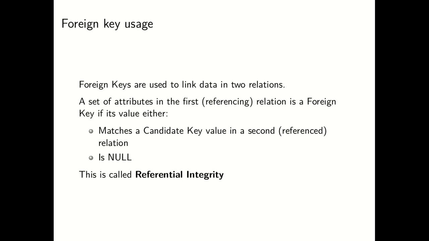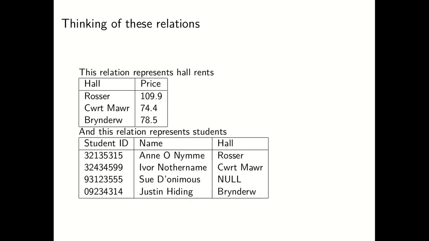This is used to enforce referential integrity, and sometimes it's even called referential integrity. But basically, what foreign keys let you do is link data between two relations, or tables if you're being a little bit more informal about your description. Perhaps things will become clearer with an example.